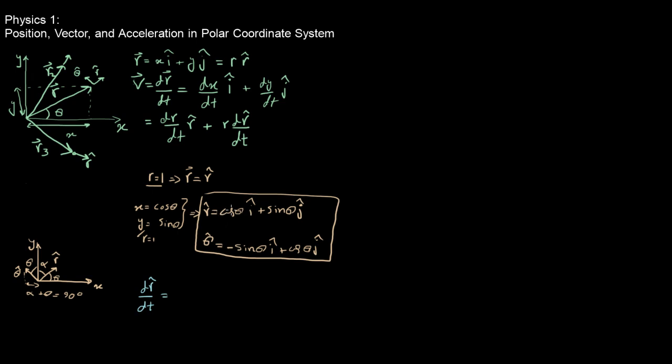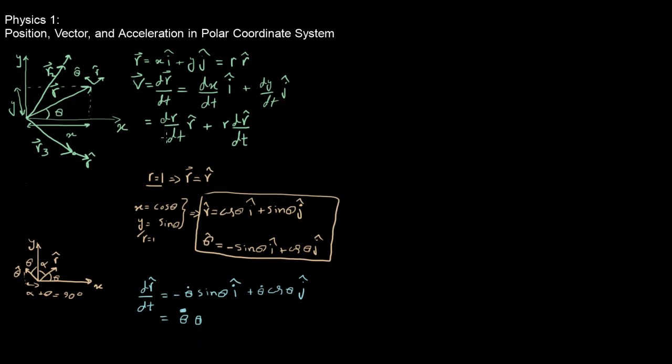So therefore I need to take a time derivative of cosine theta. So it's minus theta dot sine theta, and i hat does not change with time, so there is no derivative on i hat, plus theta dot, that means time derivative of theta, cosine theta, and j hat. Now if you compare this and theta hat, you'll see that it's simply equal to theta dot theta hat.